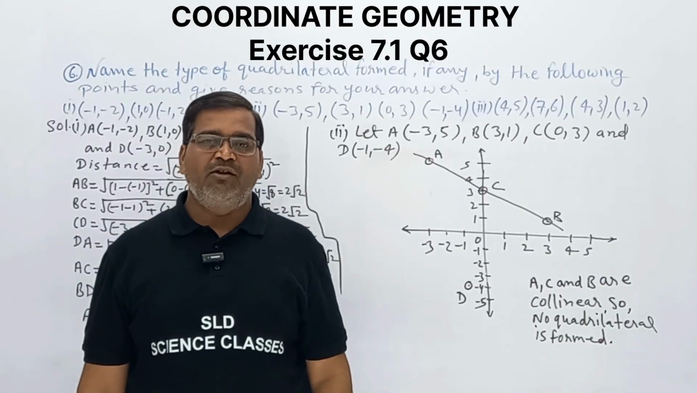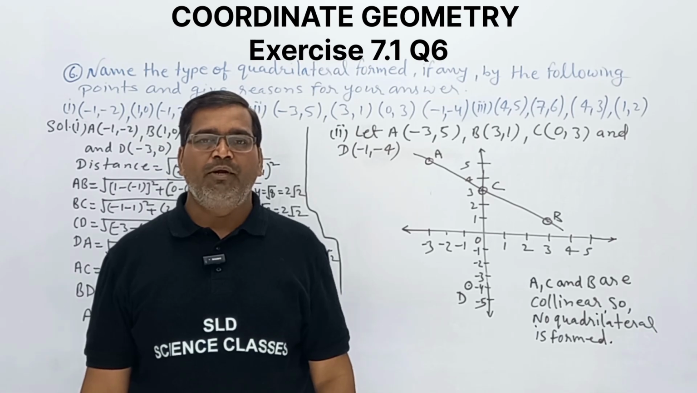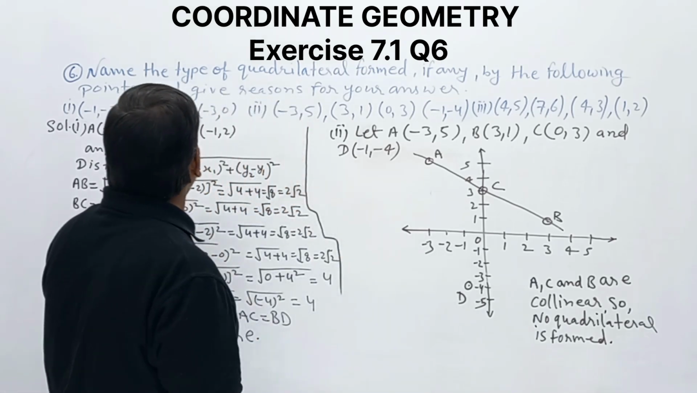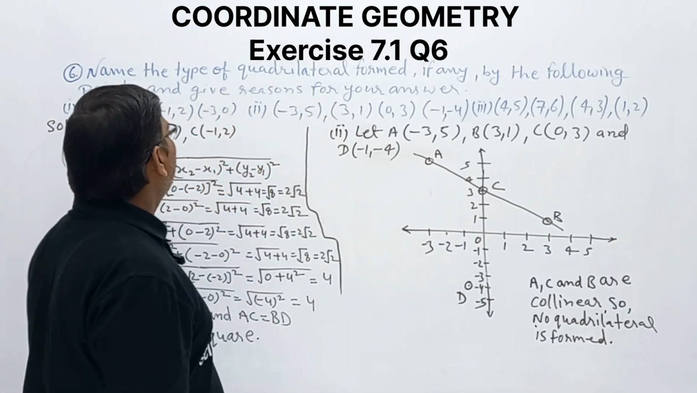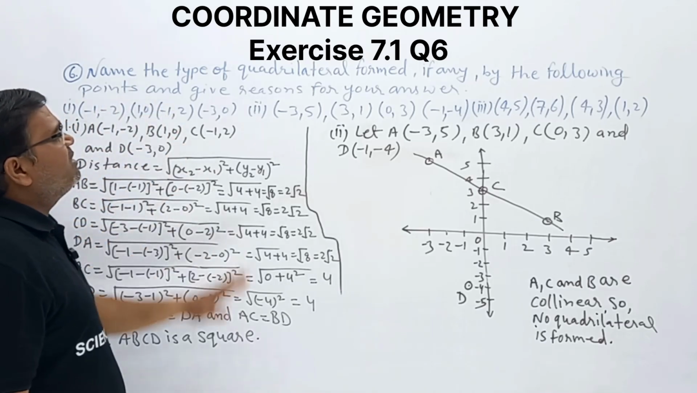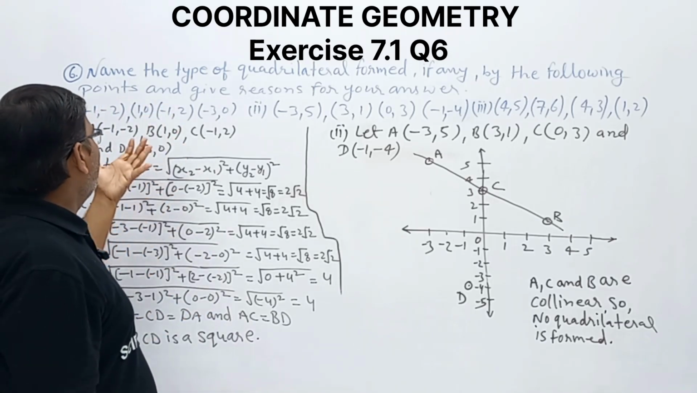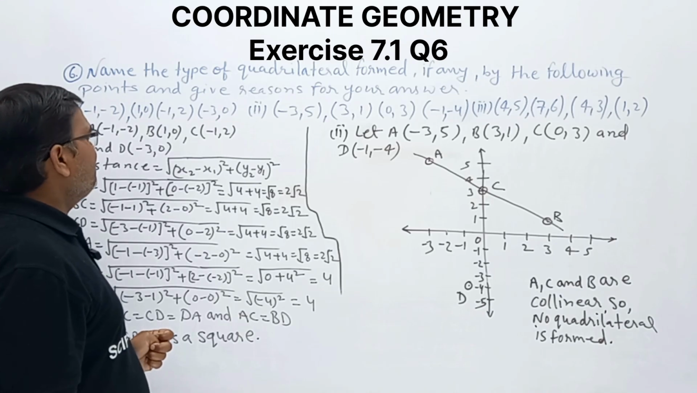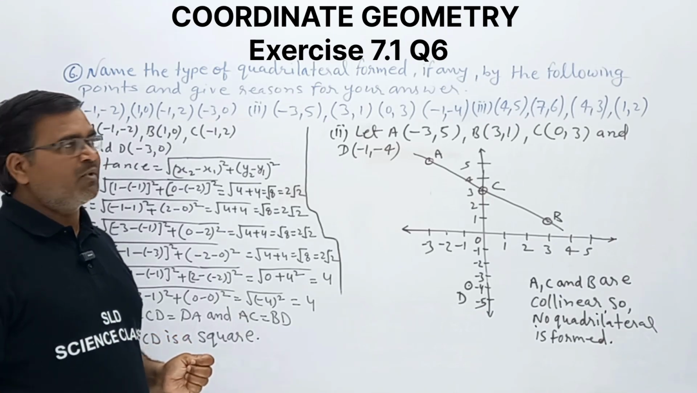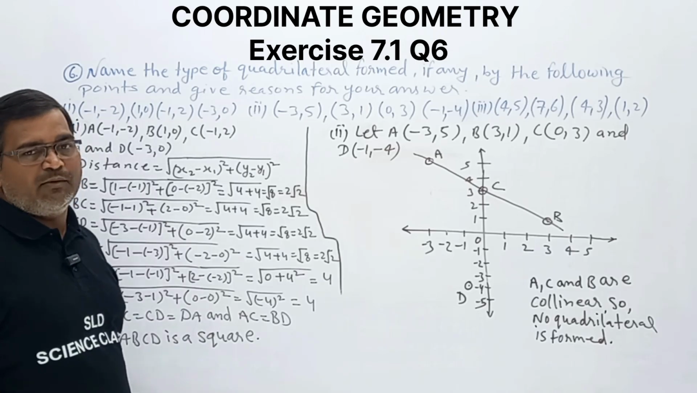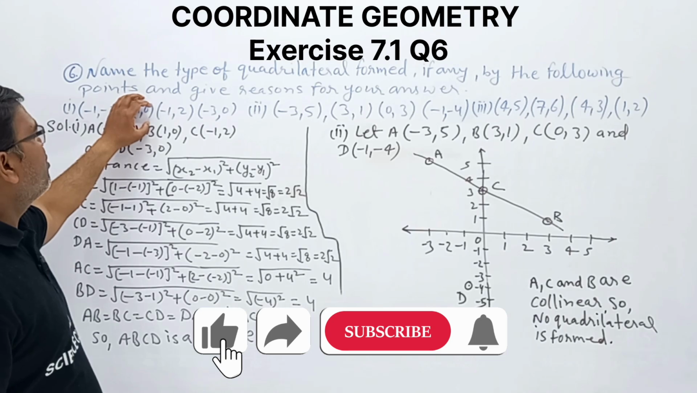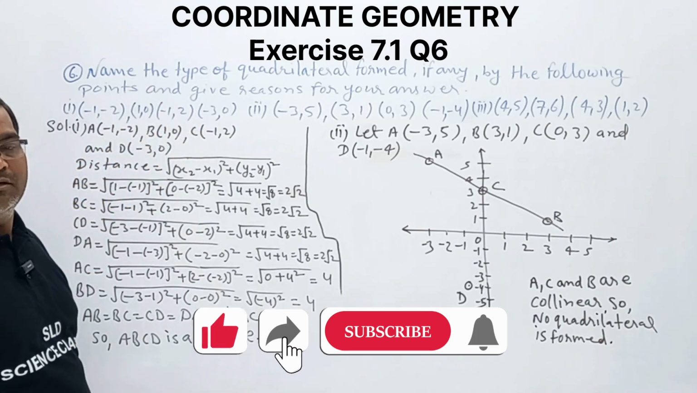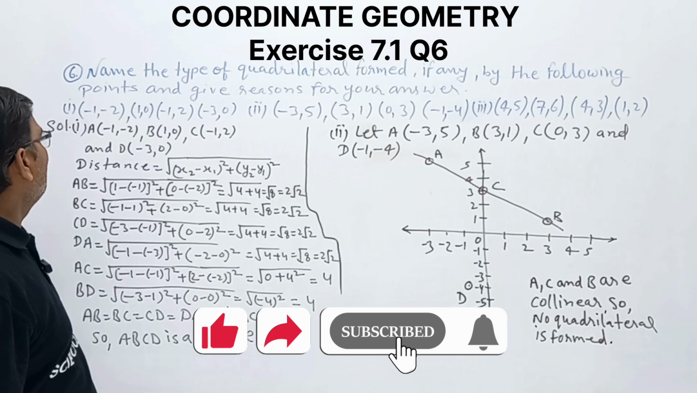In this class, we are going to discuss question number 6, exercise 7.1, coordinate geometry. Observe this question. Name the type of quadrilateral formed, if any, by the following points and give reasons for your answer. We have 3 questions and each question has 4 points. We want to find what sort of quadrilateral is formed by using these points. Clear? So the first one I am taking.